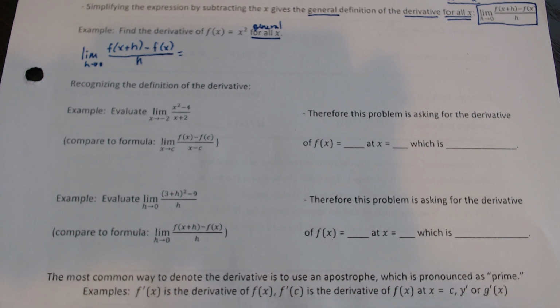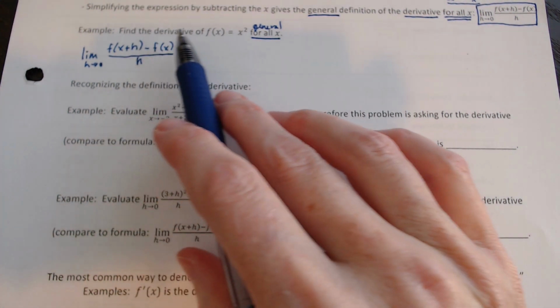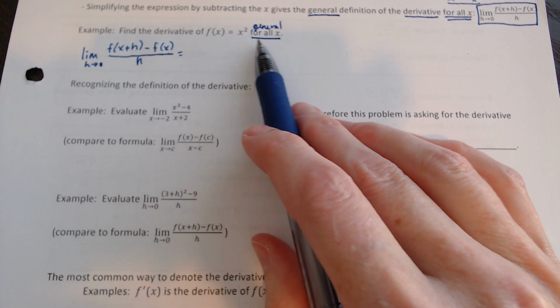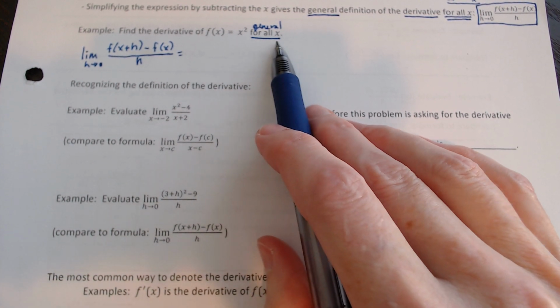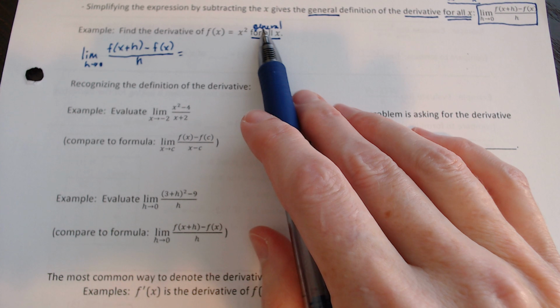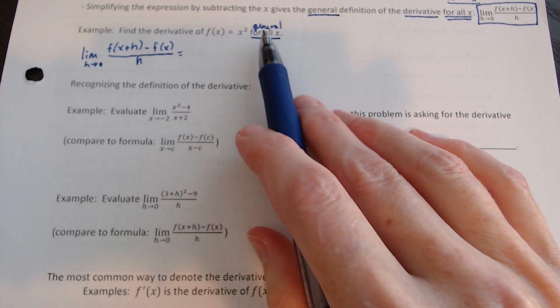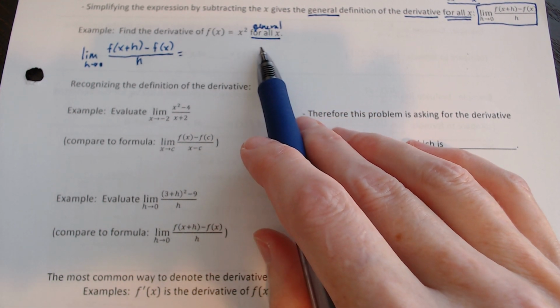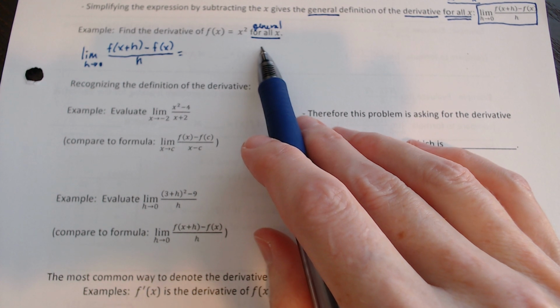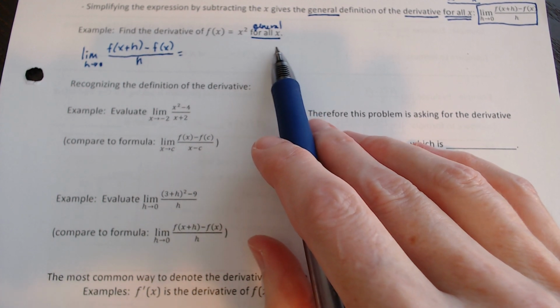So let's take a look at an example of finding the general derivative for, we're going to use the same function, f of x equals x squared. Notice that it says find the derivative of f of x equals x squared for all x. That's our context clue that we're finding the general derivative. In contrast, in the first example we did today, it said to find the derivative at x equals 0. So that told me it was a specific derivative formula instead.